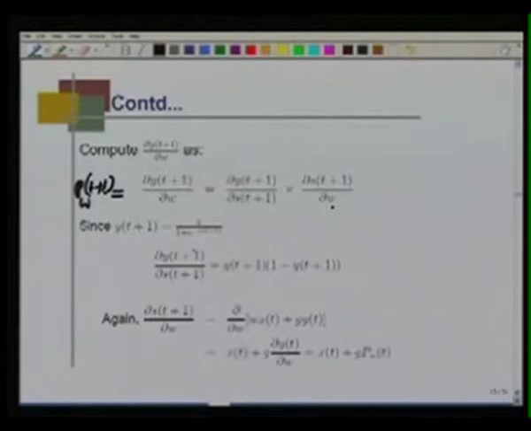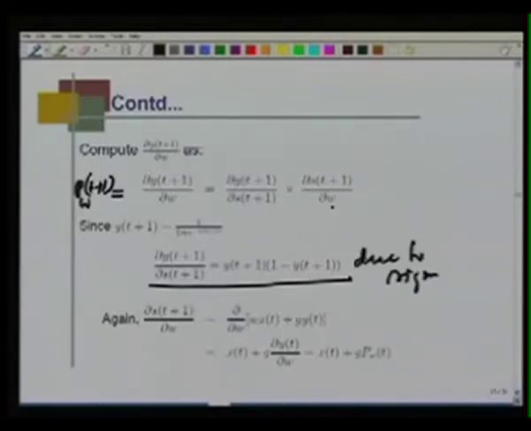Since y is a sigmoidal activation function of its input s at t plus 1, we know that this term is simply y at t plus 1 into 1 minus y at t plus 1, due to the sigmoidal activation function. You can verify that. When you differentiate this with respect to s at t plus 1, you will have this particular term.